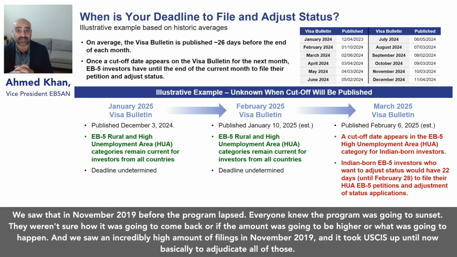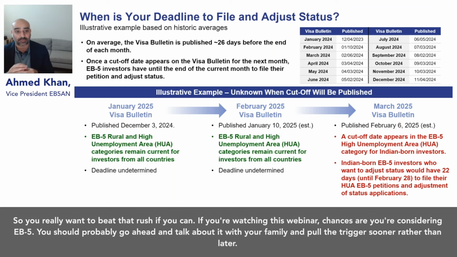We saw that in November 2019, before the program lapsed. Everyone kind of knew the program was going to sunset. They weren't sure how it was going to come back, or if the amount was going to be higher, or what was going to happen. And we saw an incredibly high amount of filings in November 2019, and it took USCIS up until now, basically, to adjudicate all those. So you really want to beat that rush if you can.